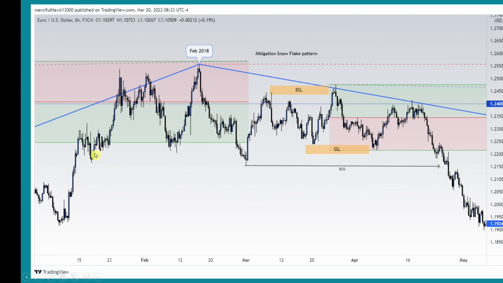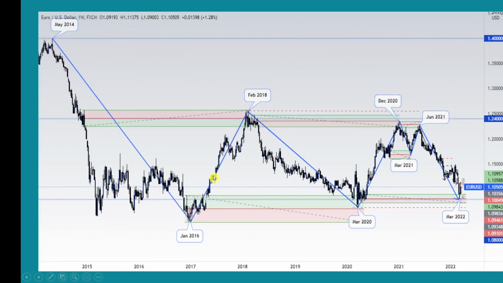At the indicated level, a consolidation is forming. I call this a snowflake because it can take on as many formats as there are snowflake forms. In this case, two entry strategies can be used. From the break of the low, we have a high time frame long bias, and we can scan the low time frame for long entry opportunities. Second, from the break of the mitigation level, we have a high time frame short bias, and we can scan the low time frame for short entries. Let's have a look at some of these opportunities.